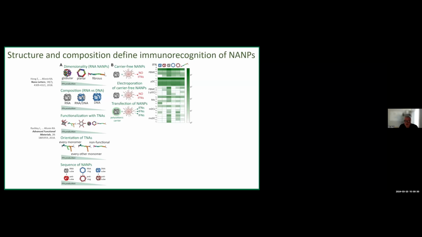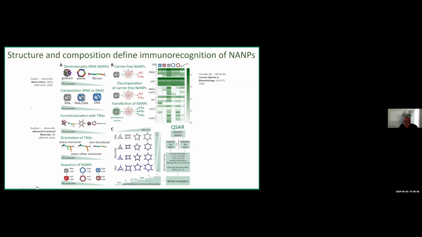We also identified that plasmacytoid dendritic cells are the main responders to the nucleic acid nanoparticles, and we introduced some quantitative structure-activity relationship models that allowed us to determine the main contributing factors in physicochemical characteristics of the nucleic acid nanoparticles in relation to the immunostimulation. I will talk a little bit more about this later. This work was done in collaboration with Alexey Zakharov from NCATS.